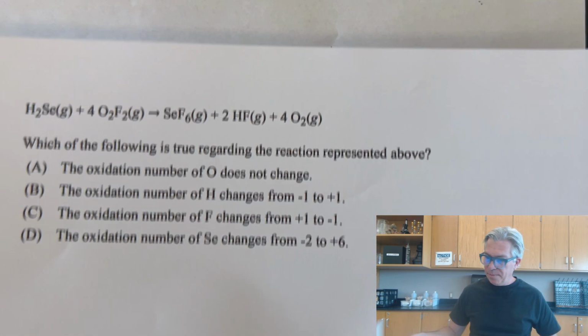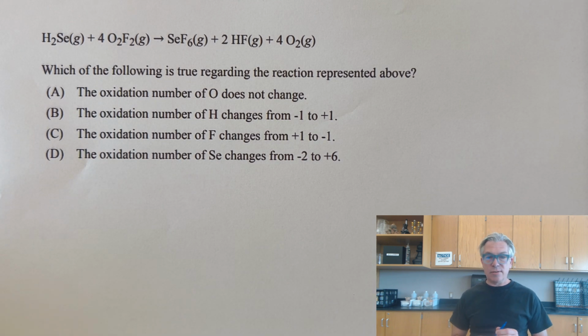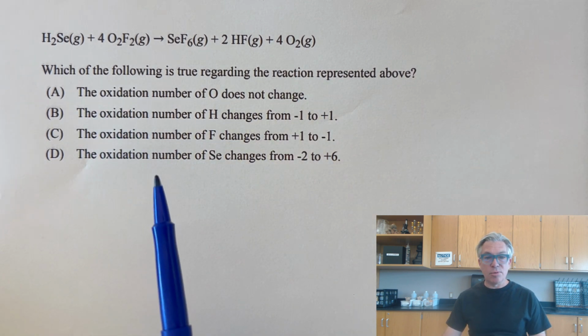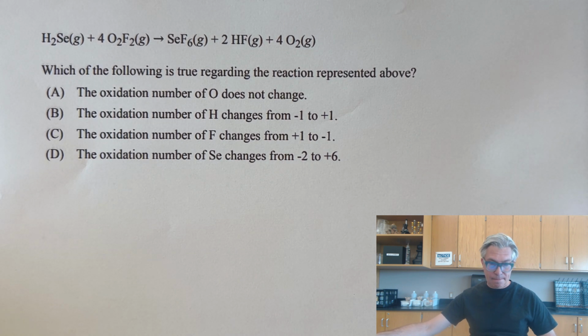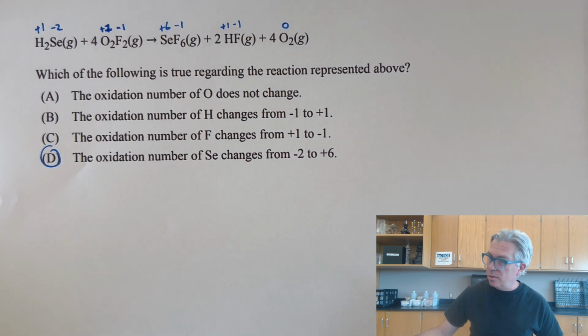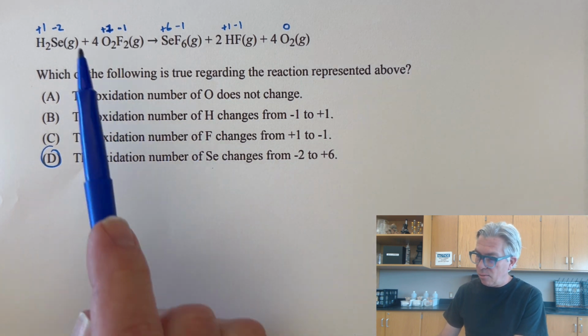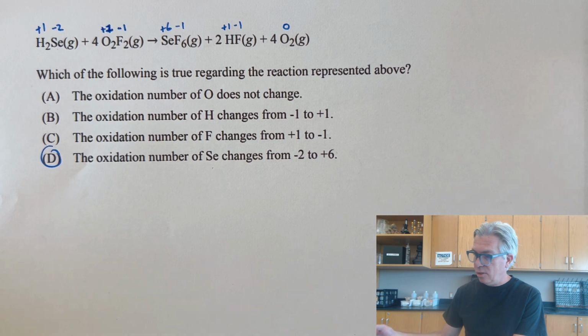All right, next one. Which of the following is true regarding the reaction represented above? So they give us 4 choices, and it might take a minute to get through them all and assign all the states. Which of those 4 choices is appropriate? Take a moment, pause the video, and meet me back here in a second. Turns out when I assigned all my oxidation states, I found the oxidation number of selenium went from -2 up to +6. And so that matched choice D. The others did not match at all.